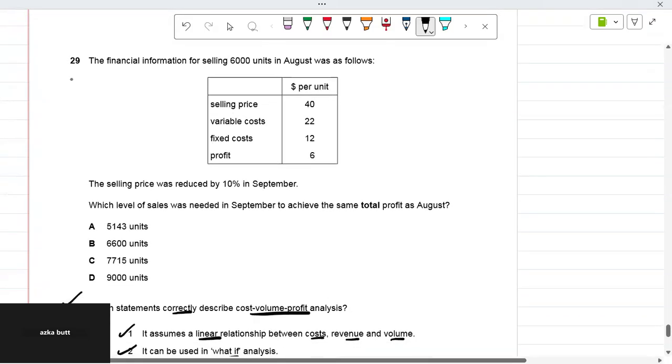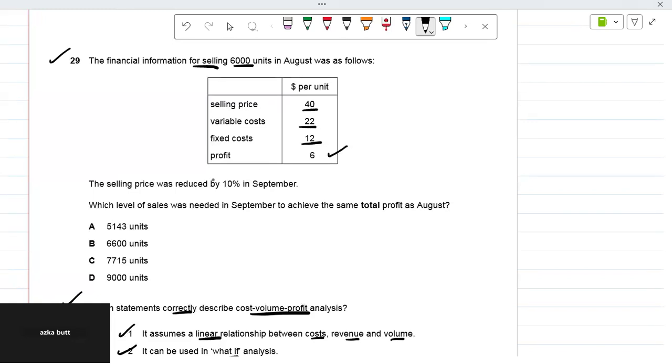So now let's see question number 59. The financial information for selling 6,000 units in August was as follows. So now let's read it. We have selling price, which is $40 per unit, variable cost 22, fixed cost is 12, and profit is 6. So selling price was reduced by 10% in September. Which level of sales was needed in September to achieve the same total profit as August? Okay, so to calculate the required level of sales in September to achieve the same total profit as in August, we need to follow a few steps.